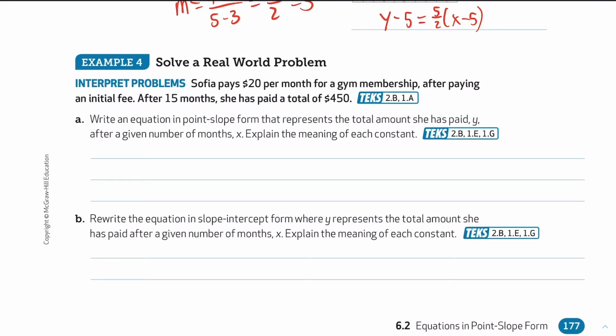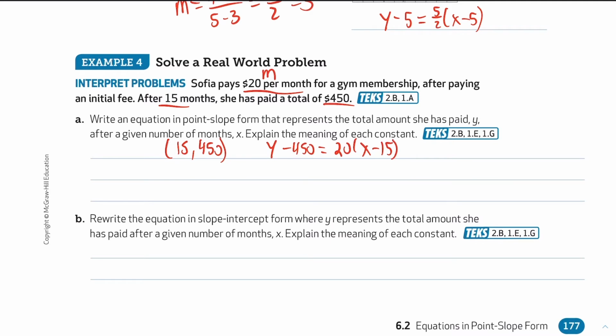Here's a real world problem. This person's going to a gym. They paid $20 a month, and they also paid a fee. After 15 months, they paid $450. So this 15 and 450, that's an ordered pair. $20 per month, that's the slope. So if we write the point slope form of this, all we have to do is say y minus 450 equals 20 times x minus 15.